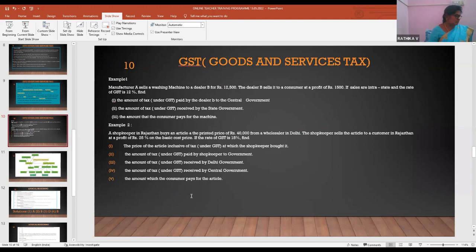Intrastate means how they are selling? Inside the state, madam. Yes, yes. So within the same state, and 12% here.